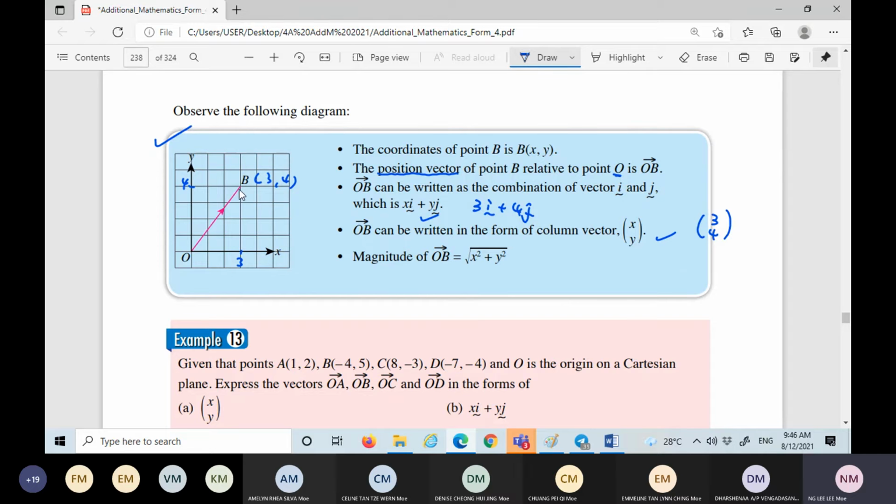Then magnitude. Same for magnitude, you just treat OB as the hypotenuse of a right-angled triangle. So here is 3, here is 4. So OB as the hypotenuse, therefore the magnitude is the square root of x squared plus y squared. So this part also you can copy as notes.